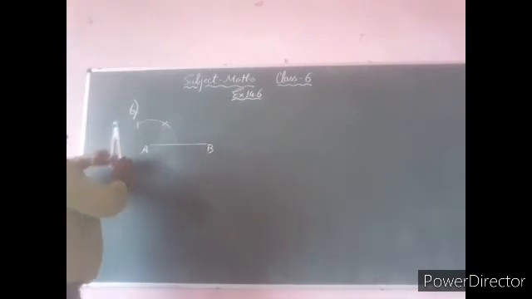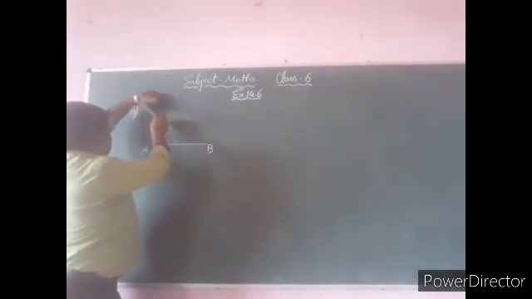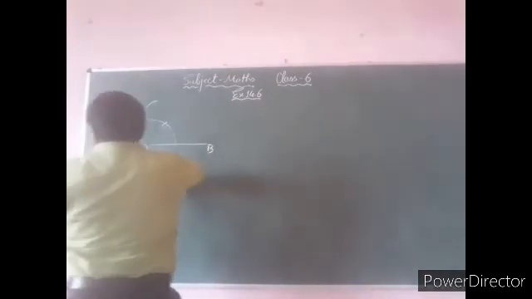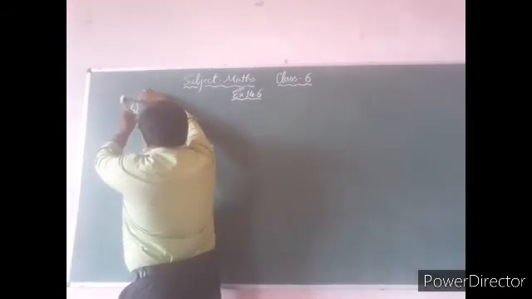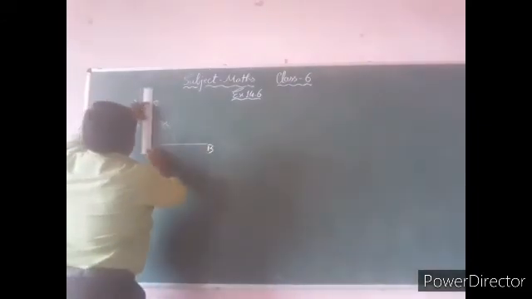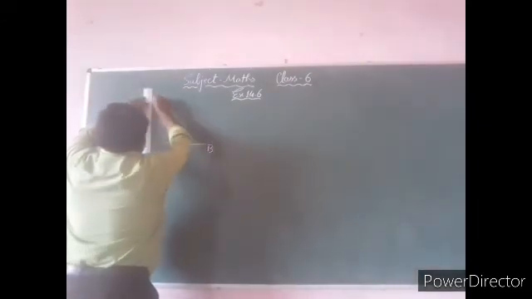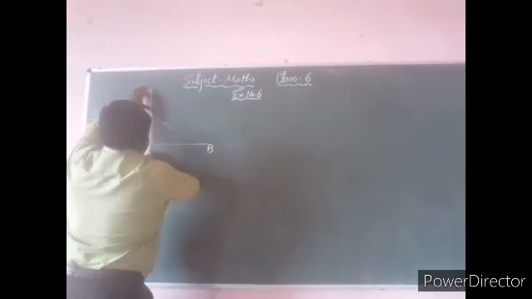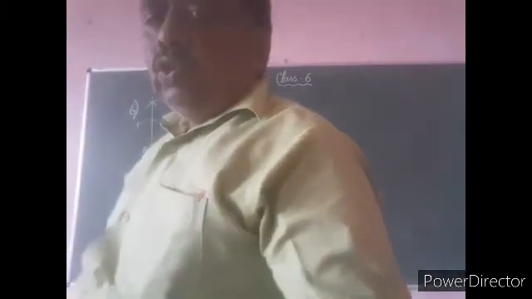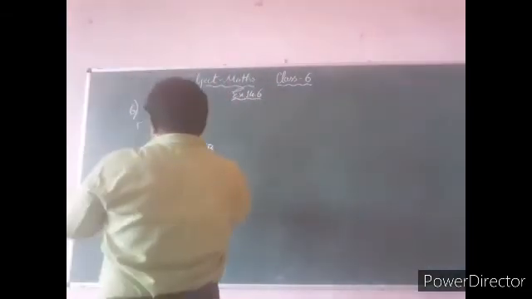now bisect it. From here, draw an arc and of the same radius, from here, draw an arc. Now join this point with A. This is 90 degree. Now bisect this 90 degree angle, you will get 45 degree.